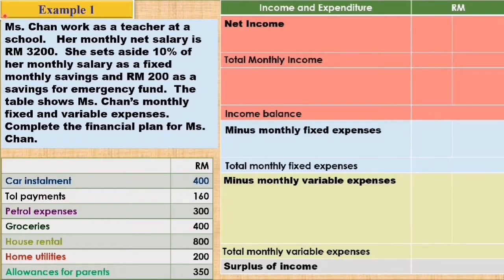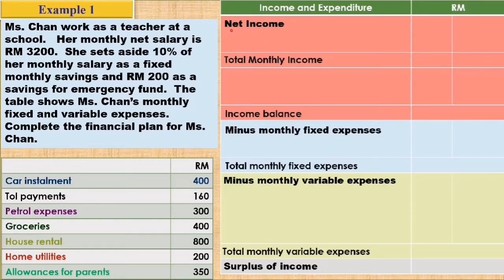To know further what a financial plan is, let us look at example 1. Miss Tan works as a teacher at a school. Her monthly net salary is 3,200. She sets aside 10% of her monthly salary as fixed monthly savings and 200 as a saving for an emergency fund. The table shows Miss Tan's monthly fixed and variable expenses. Complete the financial plan for Miss Tan.